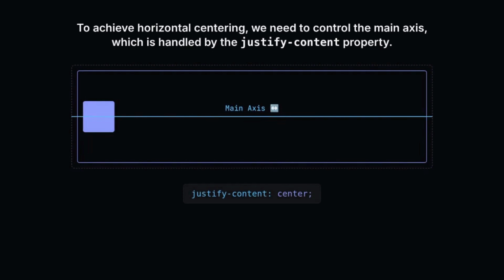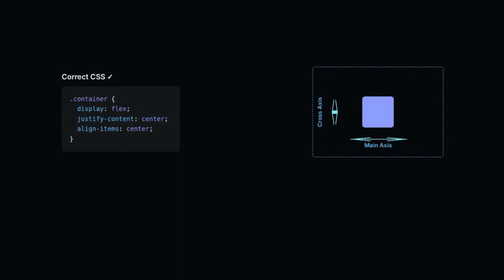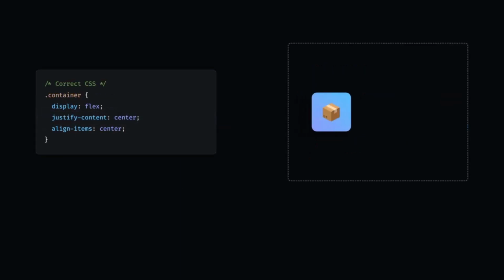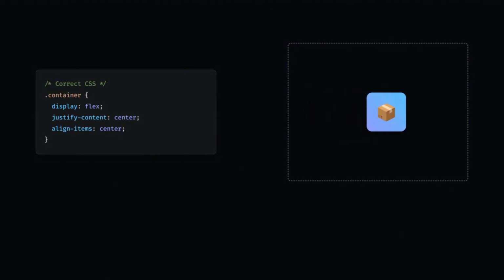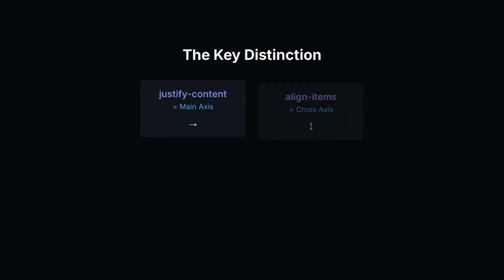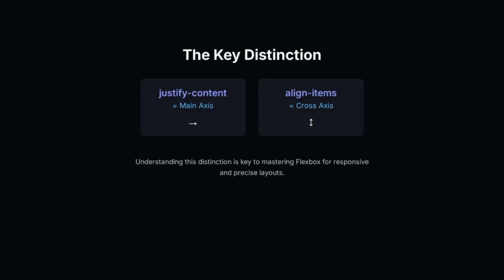We need to control the main axis, which is handled by the justify-content property, by adding justify-content: center. We correctly align items along the main axis, achieving perfect centering. Observe how the layout smoothly transitions from its initial incorrect state to a perfectly centered element. Understanding this distinction is key to mastering Flexbox for responsive and precise layouts.